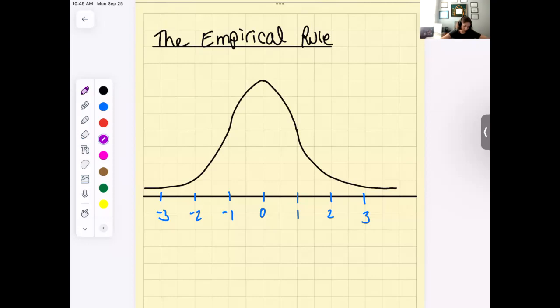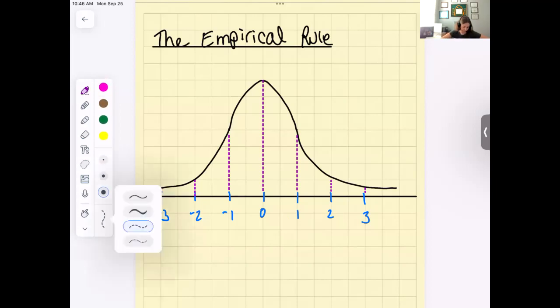So there are boundaries that this graph can be broken up into. Let's draw dashed lines to break up the area under this curve, and we'll talk about how much area is in each section of the curve. So here there is 34%, here there is 34%, because remember it is symmetrical.